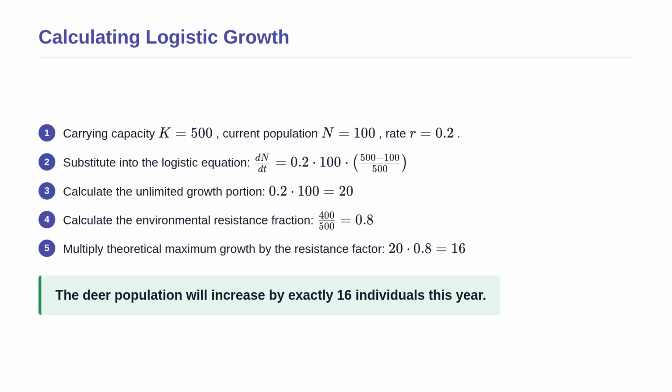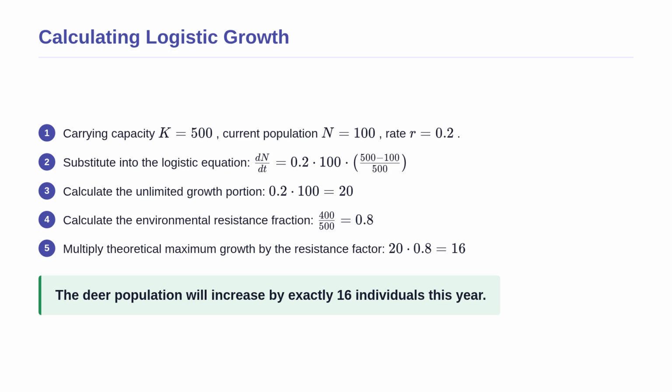Let us apply this braking system to a real-world scenario. Imagine a protected forest reserve that can support a maximum of 500 deer. Currently, there are exactly 100 deer, and their maximum intrinsic growth rate is 0.2 per year. We want to calculate how many new deer will be added this year. We substitute our values into the logistic differential equation. First, we calculate the unlimited growth portion, 0.2 times 100, which gives a theoretical maximum of 20 new deer.